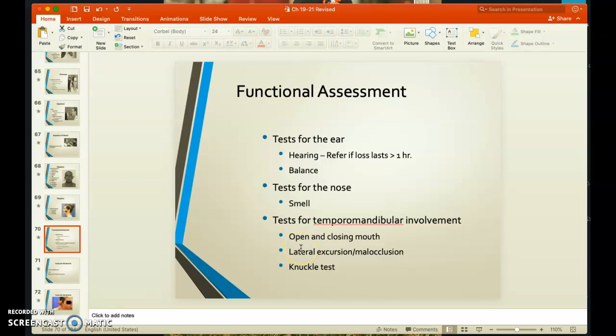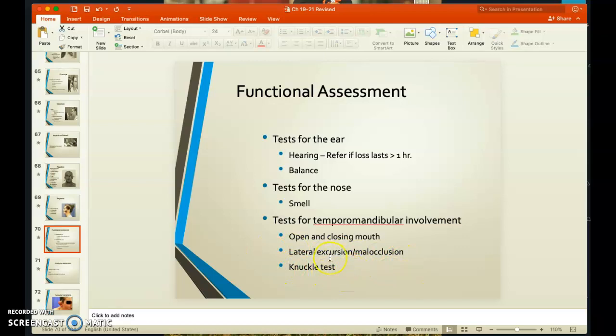Test for the ear. Any hearing loss needs to be referred. Balance issues also show potential problems with the ear, such as an inner ear infection. Nose, have them smell. I always try and keep like a pack of gum on me. Have them smell that, peppermint, mint, whatever it is. And then TMJ involvement, have them open and close their mouth. Lateral excursion is moving their jaw side to side.